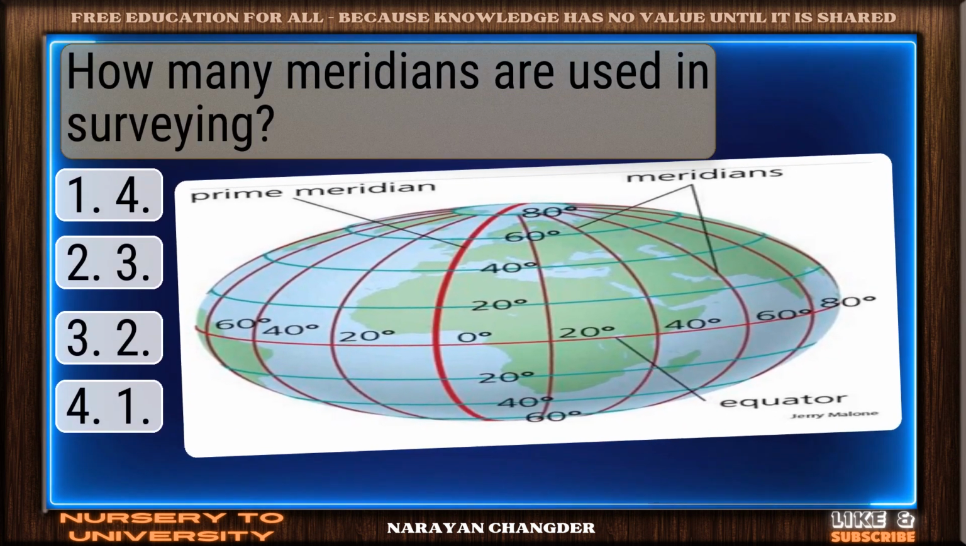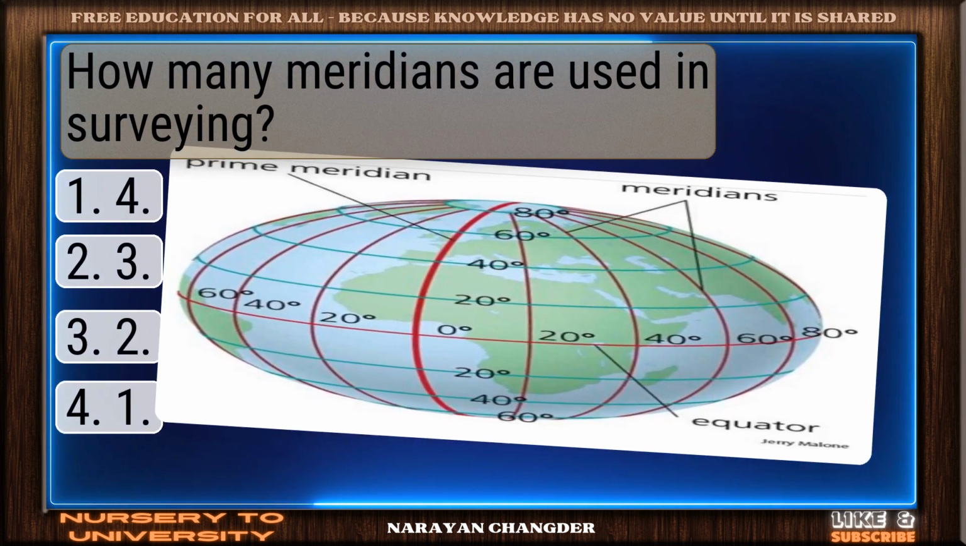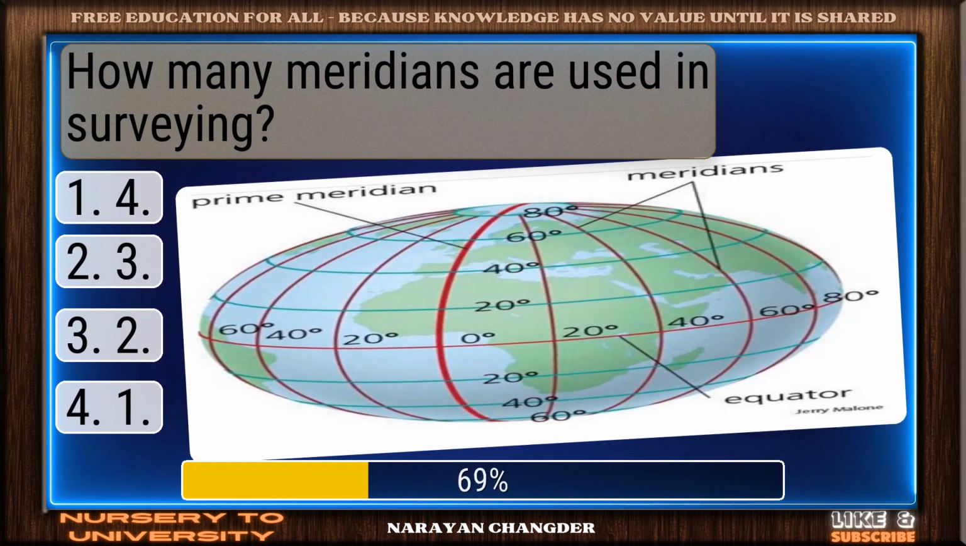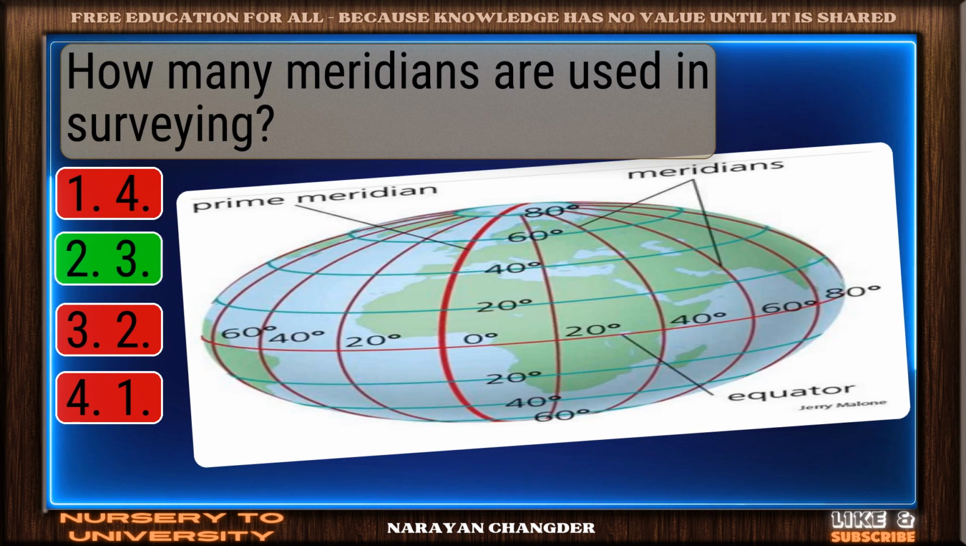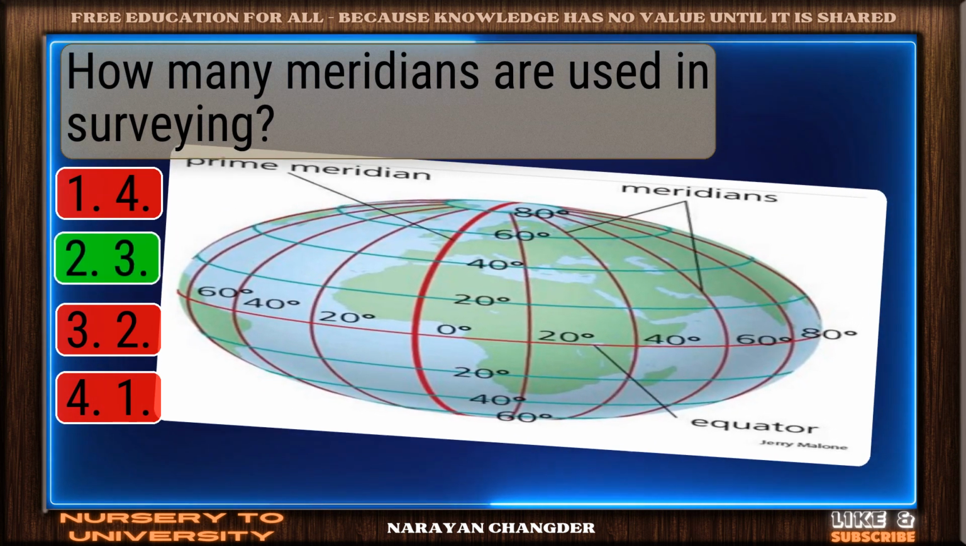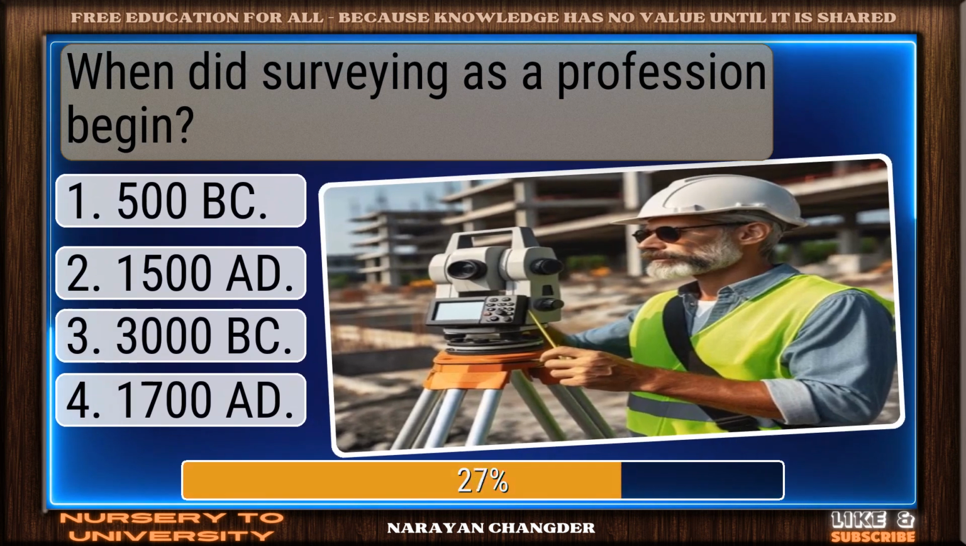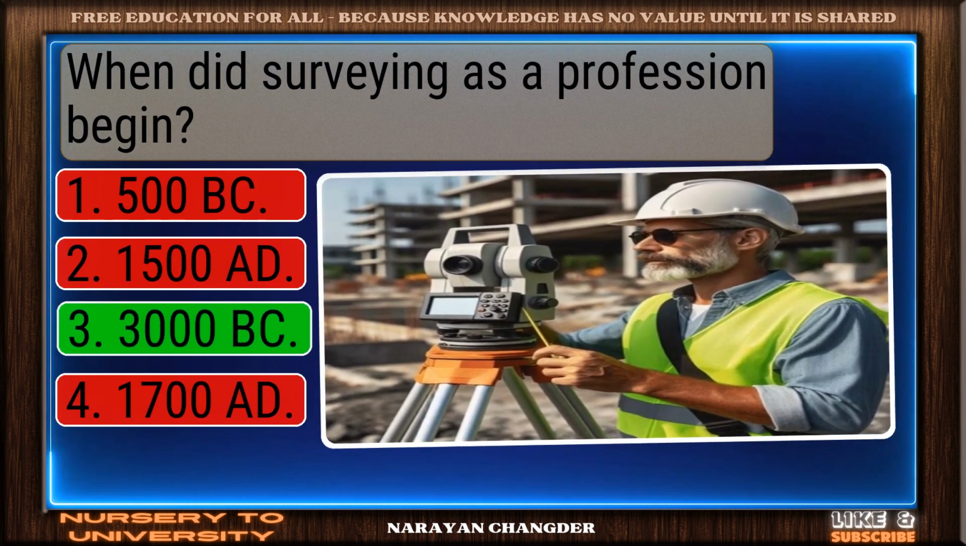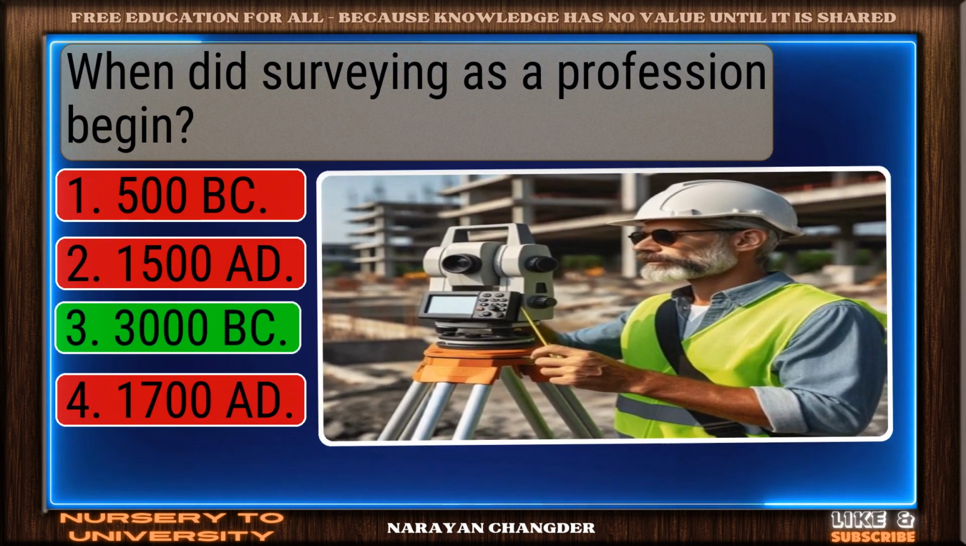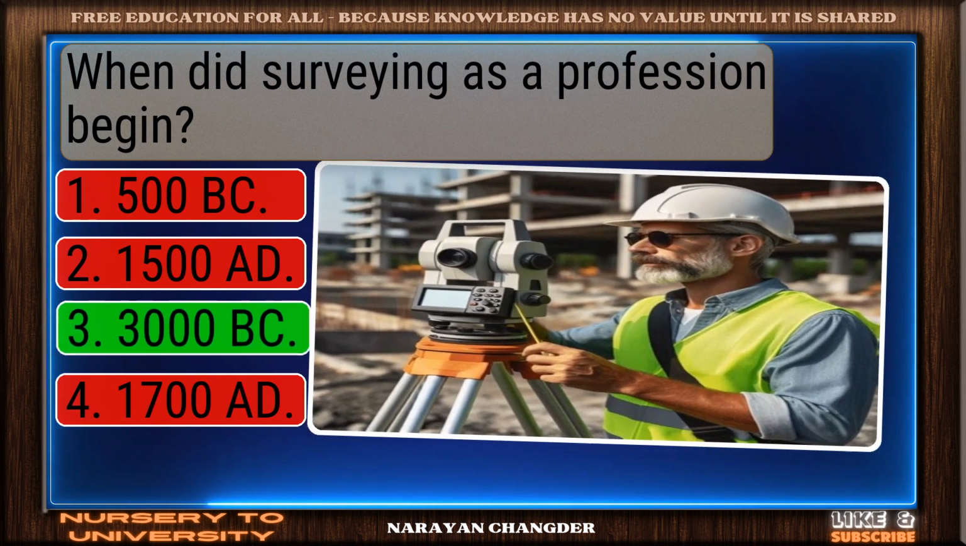How many meridians are used in surveying? Well picked. 3 is the correct answer. When did surveying as a profession begin? Right again. 3000 BC is a valid answer.